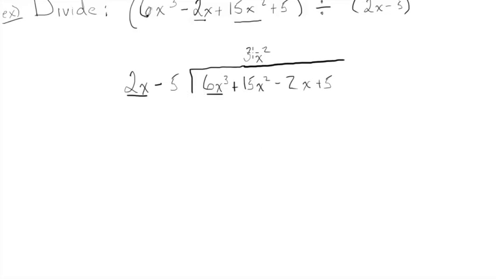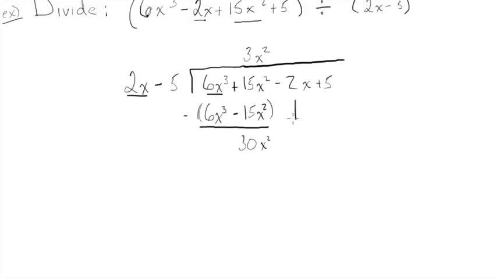So now we'll just multiply this by this. So 2x times 3x squared is 6x cubed. 3x squared times minus 5 is negative 15x squared. We now subtract. One in brackets. So 6x cubed minus 6x cubed is 0, so there's nothing there. 15x squared minus negative 15x squared is 30x squared.